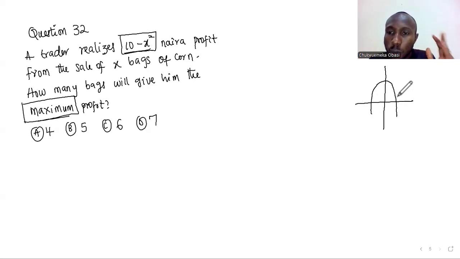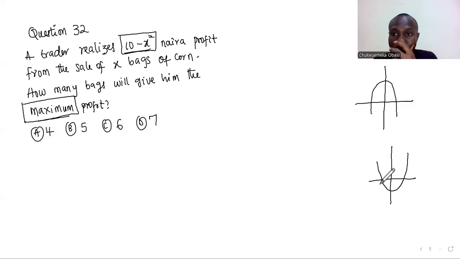right? Either it opens downward or you have a curve that opens upward. So whenever you graph a quadratic equation, these are the possible ways your curve will show out. Now let me tell you why the curve is either opening downwards or upwards. Remember, quadratic equations are generally written as y equals ax squared plus bx plus c.